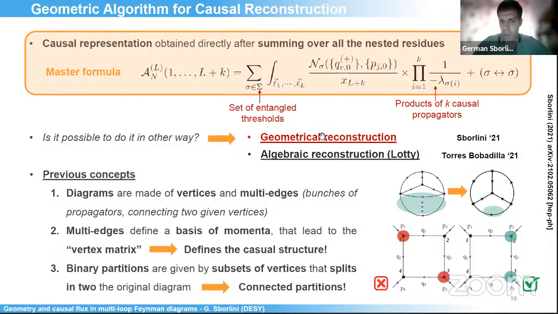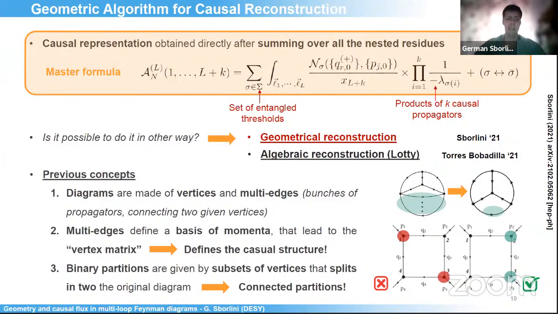In order to develop the geometrical reconstruction, which is one of the topics of this talk, we have to define some previous concepts. Diagrams are made of vertices and the so-called multi-edges, which are bunches of propagators that connect two vertices. In this graph here, we have two vertices that are connected with several lines which can be collapsed into a single line. This single line is a multi-edge. Multi-edges define a basis of momenta that allows us to define what we call the vertex matrix, and this contains all the information about the causal structure of a diagram.